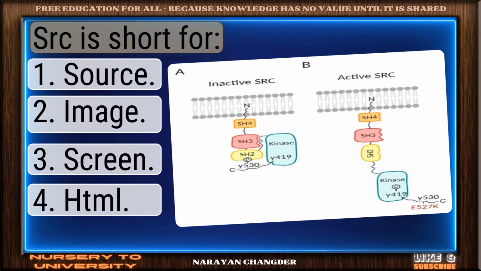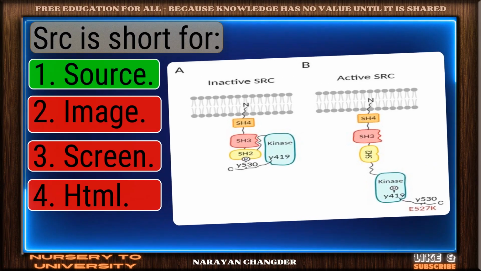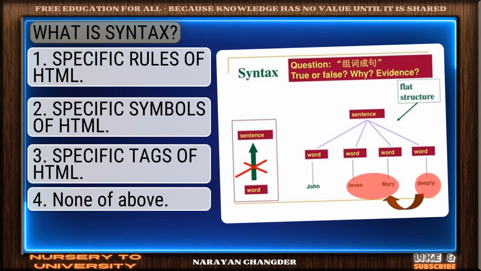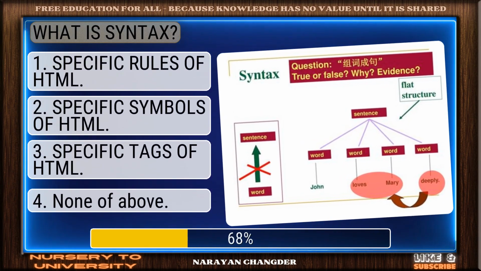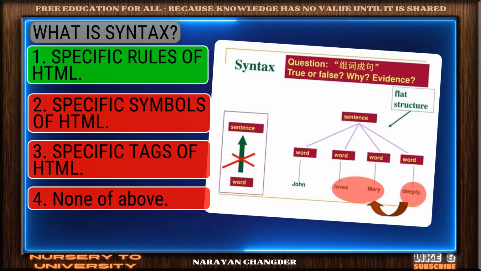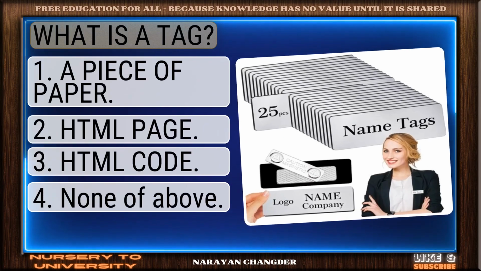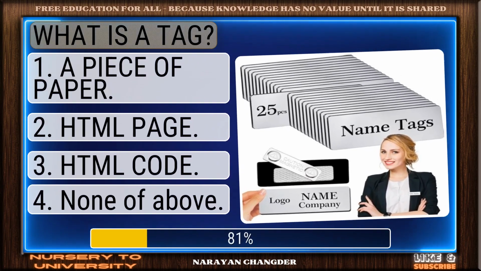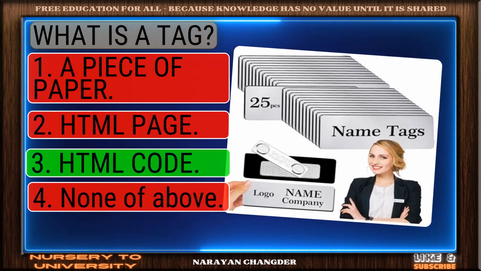Question number 75. SRC is short for. Nice selection. Source is the correct and valid answer. Question number 76. What is syntax? Good job. Your answer, specific rules of HTML, works well here. Question number 77. What is a tag? Bravo. HTML code is the answer.